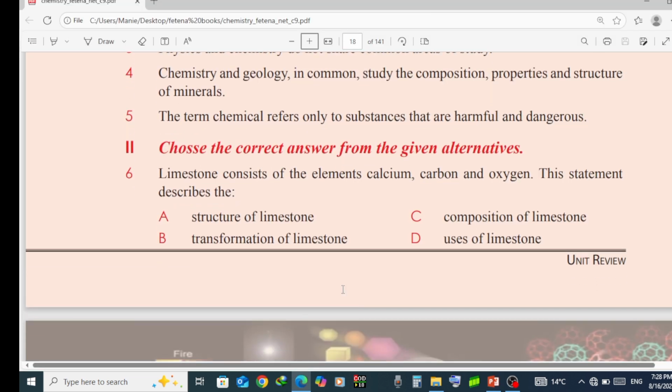Instruction 2. Choose the correct answer from the given alternatives. Question number 6. Limestone consists of the elements calcium, carbon, and oxygen. This statement describes: A. The structure of limestone, B. The transformation of limestone, C. The composition of limestone, D. Uses of limestone.